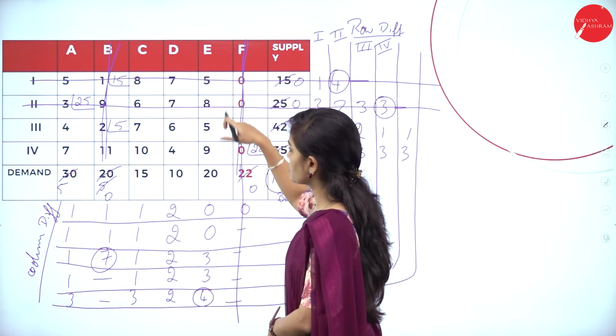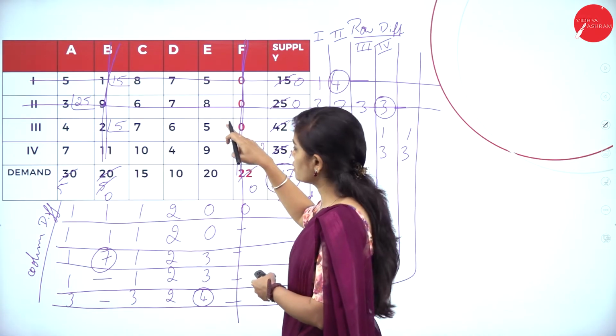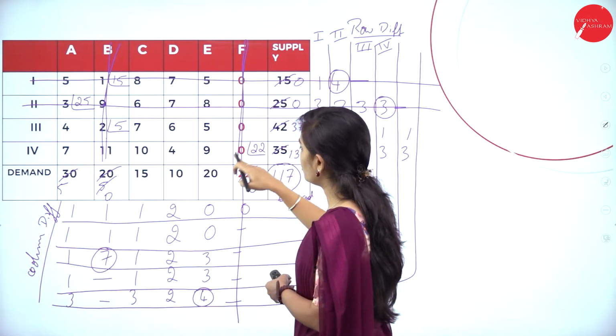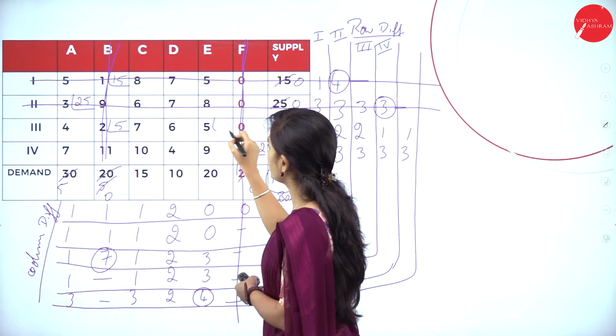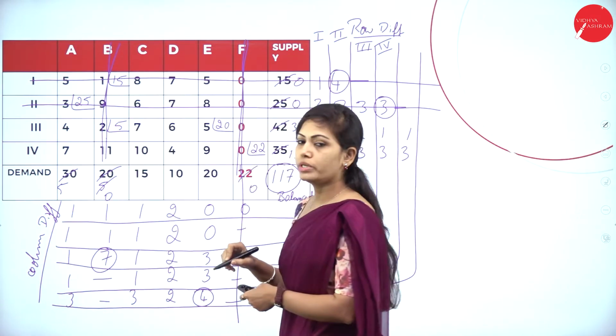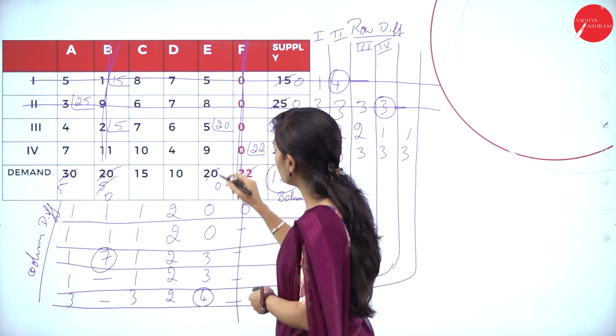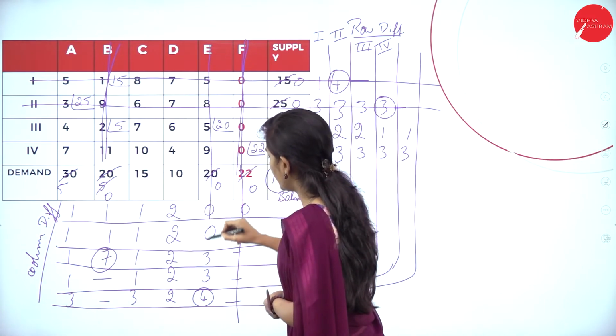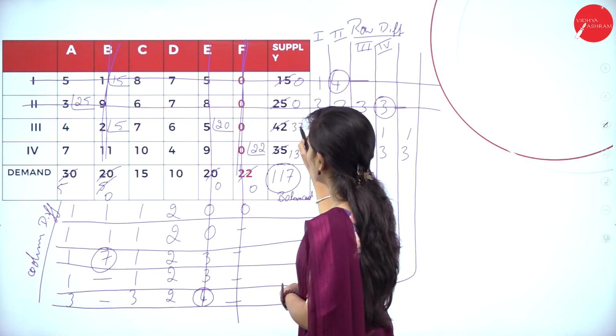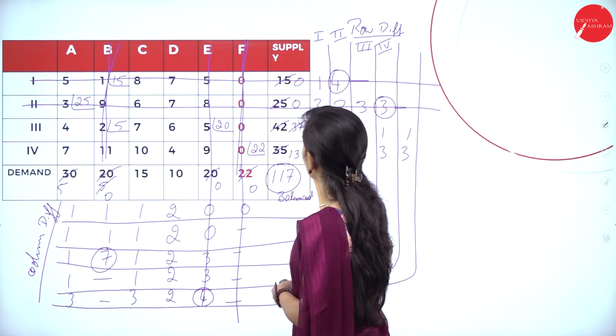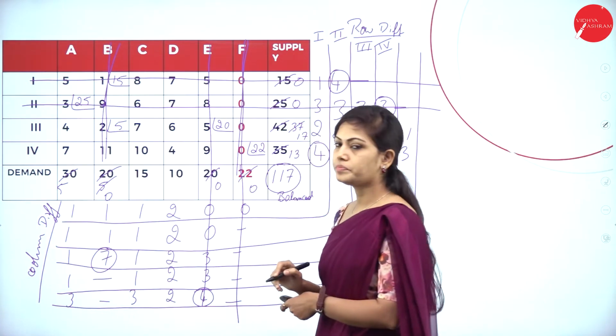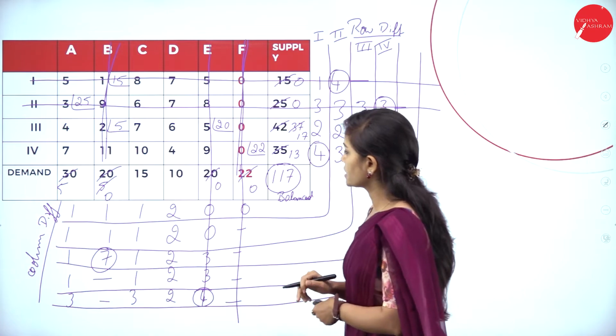It comes under this column. In this column, least value is 5. You just check the supply value and demand value. Demand value is lesser than supply value. I will allocate 20 rupees to this cell. It will become 0. Then you can cancel this entire column. So 37 minus 20, it is 17. Here I got 17.